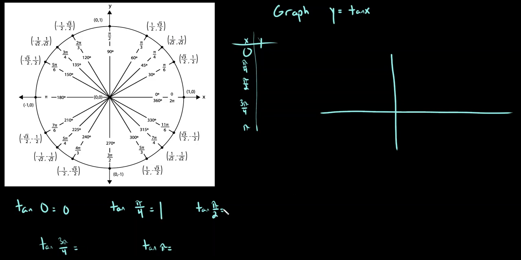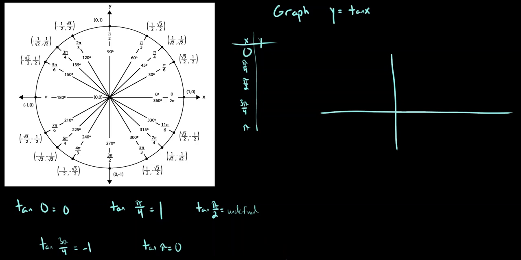Now tangent of pi over 2 would end up being 1 divided by 0. We cannot divide by 0, so that's actually undefined. And tangent of 3 pi over 4 would be root 2 over 2 over negative root 2 over 2, which would be negative 1, and tangent of pi would be 0 divided by negative 1, which is 0. So these are some values.